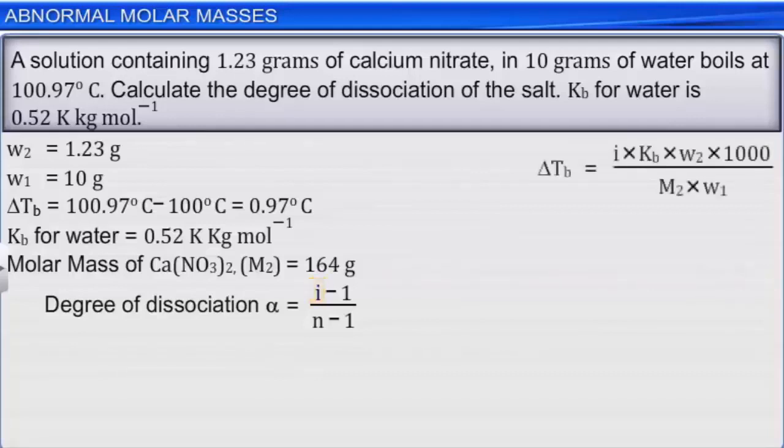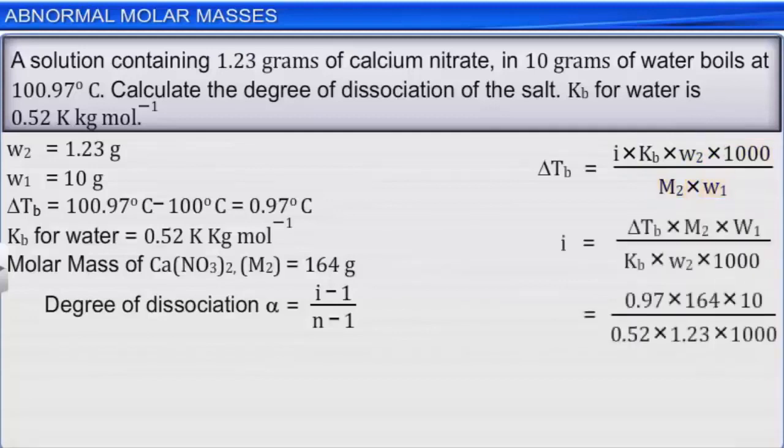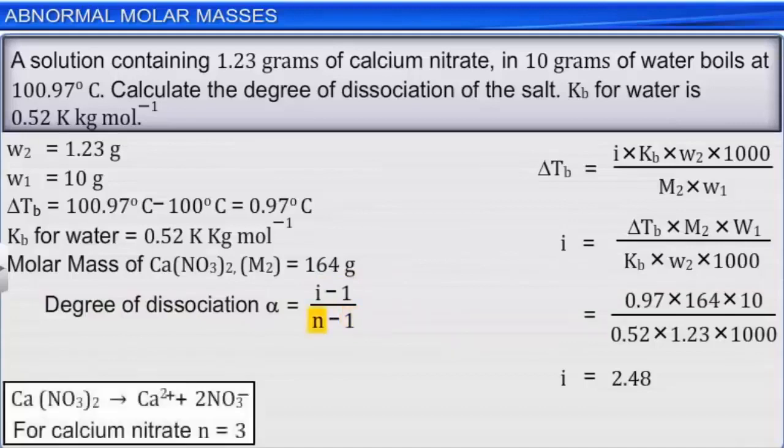Substitute these values in the modified equation for elevation in boiling point. Elevation of boiling point delta Tb is equal to i multiplied by Kb multiplied by W2 multiplied by 1000 divided by M2 multiplied by W1. On solving for i, we get Van 't Hoff's factor i is equal to 2.48. Substituting for i in the equation, degree of dissociation alpha is equal to (i minus 1) divided by (n minus 1). Now, n for calcium nitrate is 3. On solving, we get the degree of dissociation alpha is equal to 0.74.